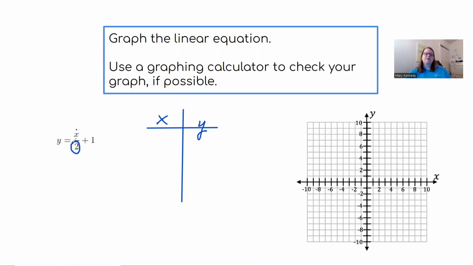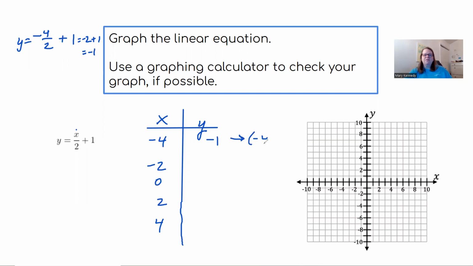there's a 2 in the denominator, so you probably want to use multiples of 2. So you might do -4, -2, 0, 2, and 4. All right. And so we're going to substitute that -4 where the x is. So y equals -4 over 2 plus 1. -4 divided by 2 is -2 plus 1, which is -1. So we get this coordinate point, -4, -1. So left 4, down 1, put our point.